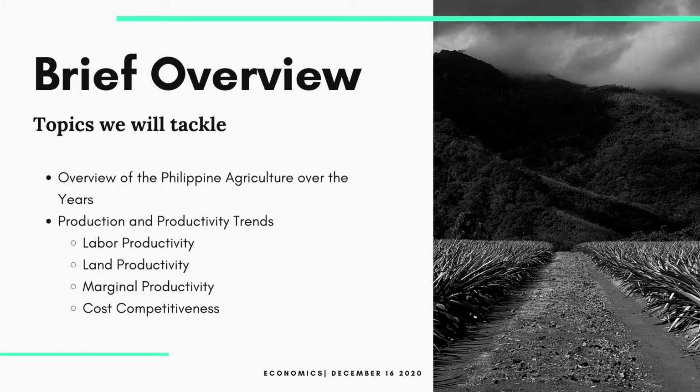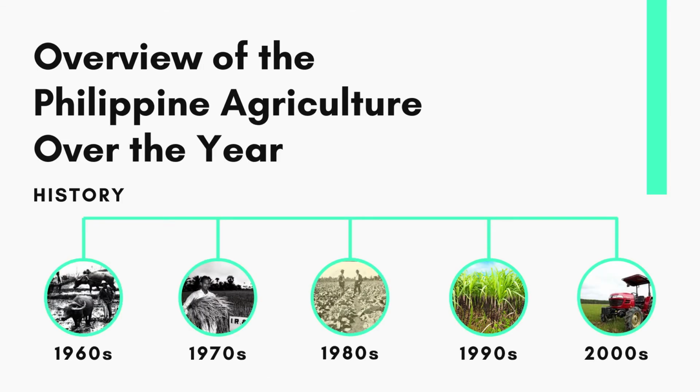First, we will discuss the overview of the Philippine agriculture over the years paper. And then, we will focus on the production and productivity trends, specifically labor productivity, land productivity, marginal productivity, and cost competitiveness. In the past 6 decades, the Philippine agricultural economy has experienced continuous fluctuations.